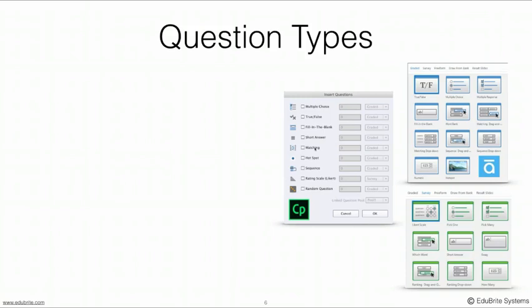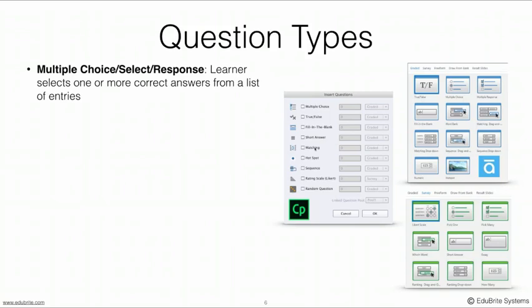So the first one we're going to talk about is the most popular, and most of these are pretty self-explanatory, but the multiple choice question is where the learner selects one or more correct answers from a list of entries. So in Articulate, they have the multiple choice as a question type as well as multiple response. Whereas in Captivate, it's a multiple choice, and then you configure it. Once you've made that question, you can configure it as a multiple choice or multiple select.